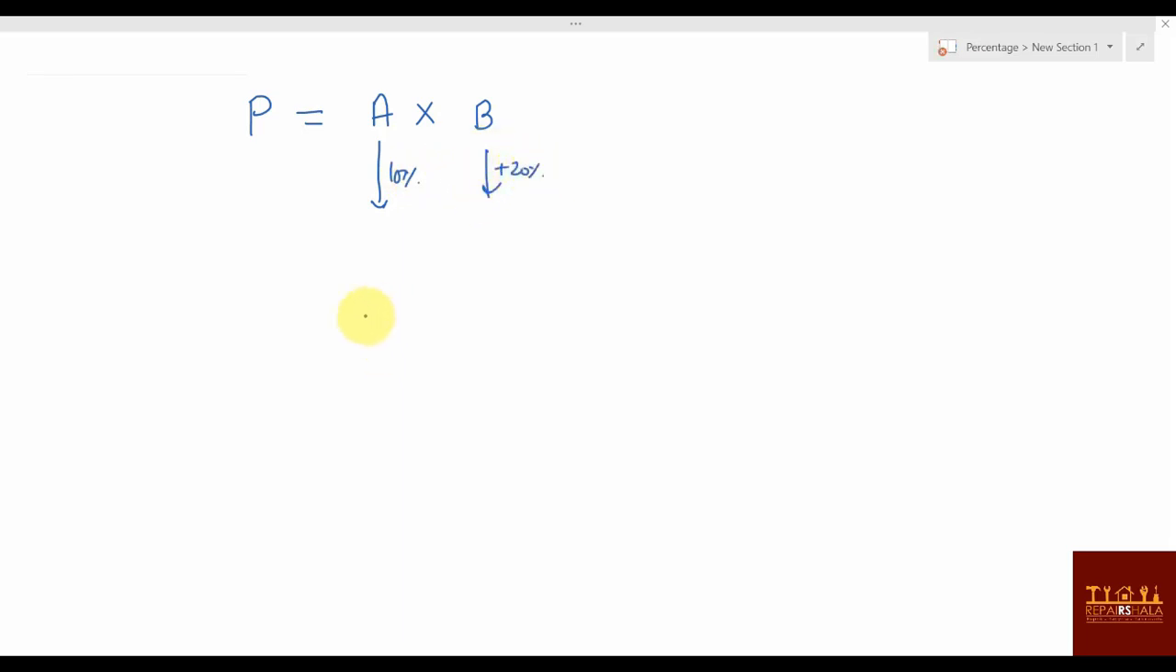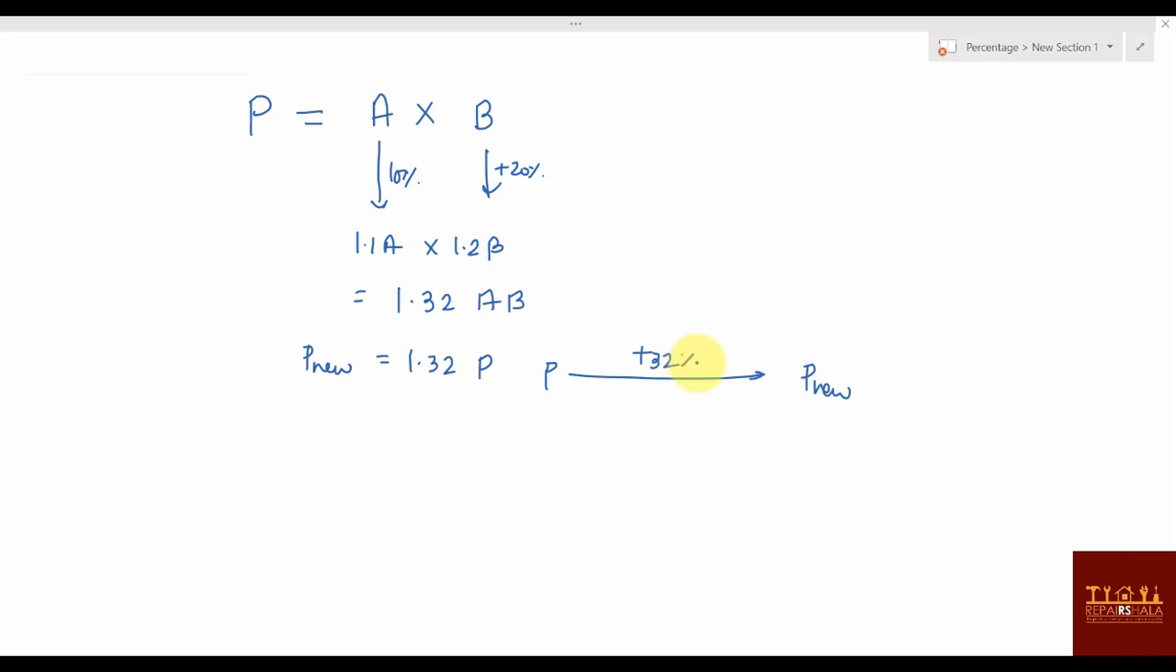Right? So if A is increased 10%, you can write that this will become 1.1A and this B will become 1.2B, or what actually you can say is that 1.32 AB, or can you say this actually it will become 1.32 P. P was AB, right? So you can say now this new value, P new, is 1.32 P. Means what? How much percentage increment is happening? P is becoming P new. You can say that your increment is 32%.